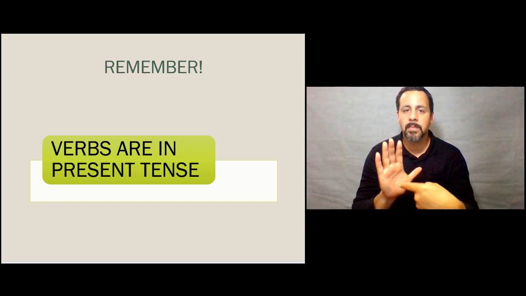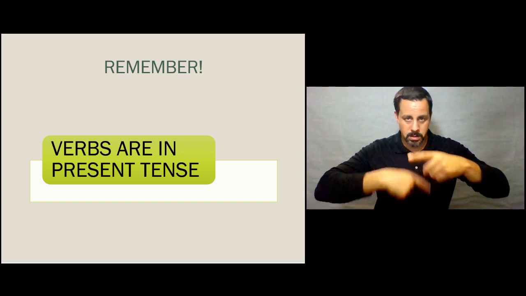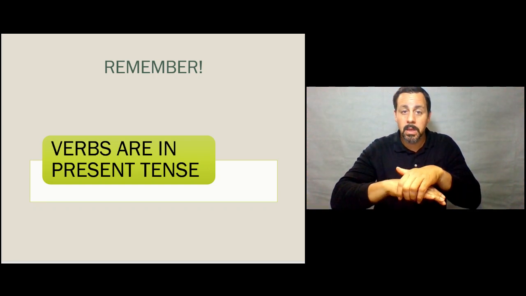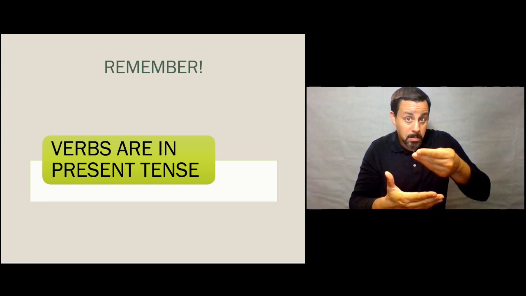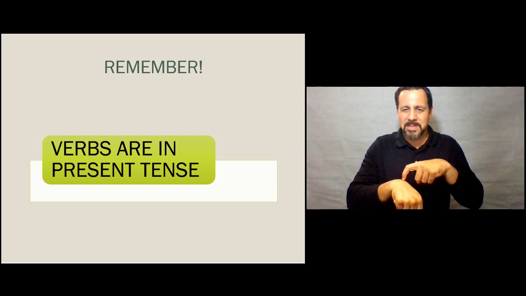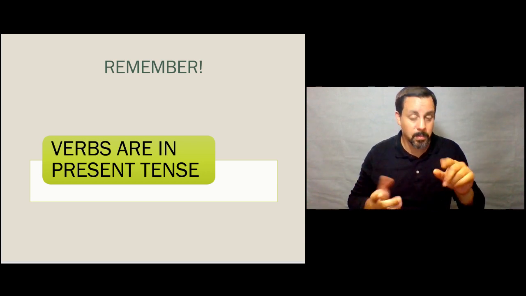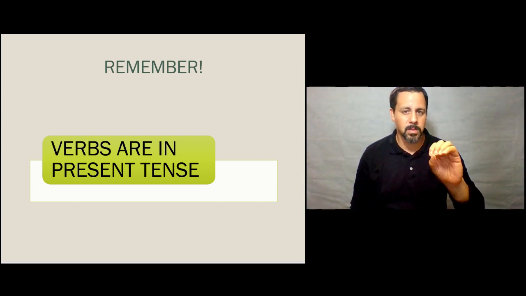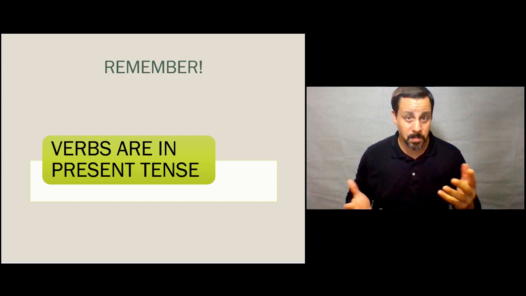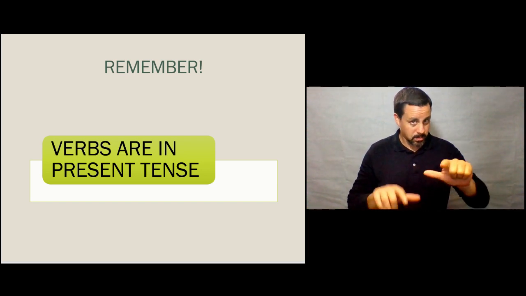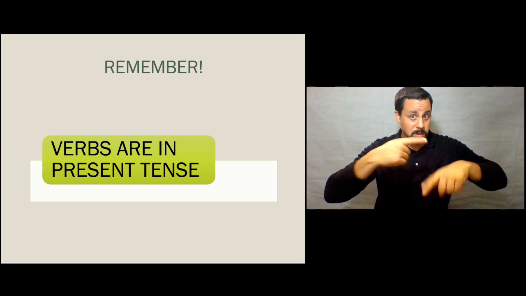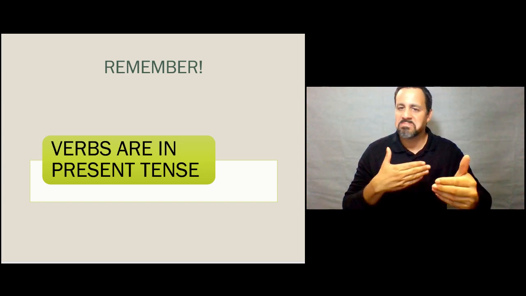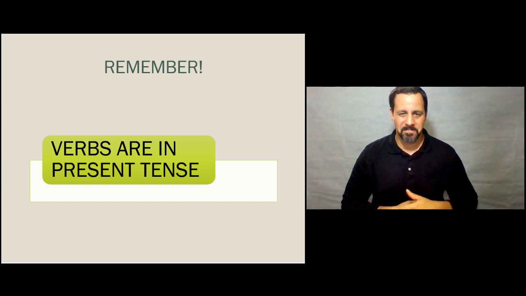Okay? So to give you an example, I'm going to use the sign for buy. In English, the present tense is buy. But the past tense for buy is a different word. The past tense is bought. You see? In the ASL language, the sign for buy is the same no matter if it's present or past. The sign will remain the same.